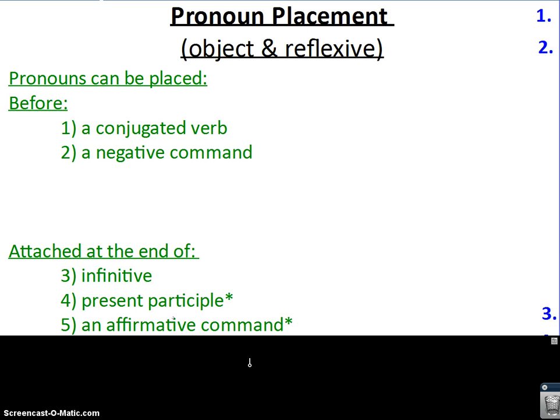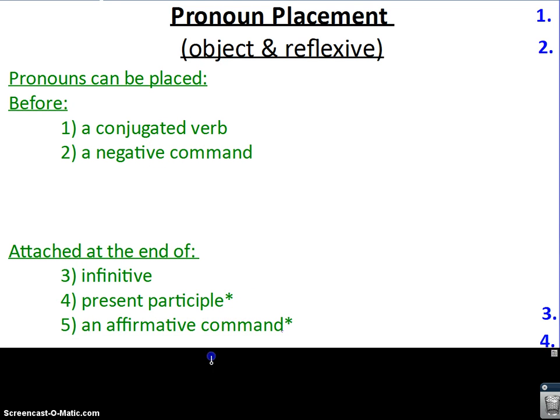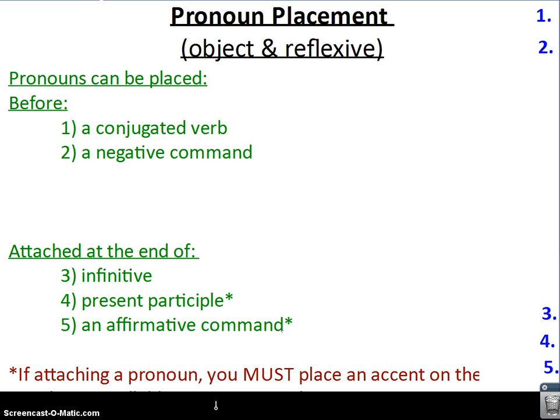Step 5, pronouns can also be placed at the end of an affirmative command when you tell someone to do something. Again, I know we don't know what commands are yet, but that's where they can be placed in relationship to them. Before a negative command, attached at the end of an affirmative command. Why are these stars here? They're very important because, again, skip at least 2 lines before writing this down so you have room for examples.